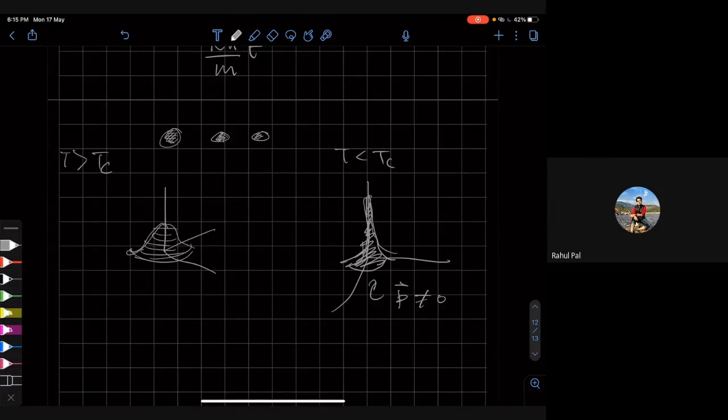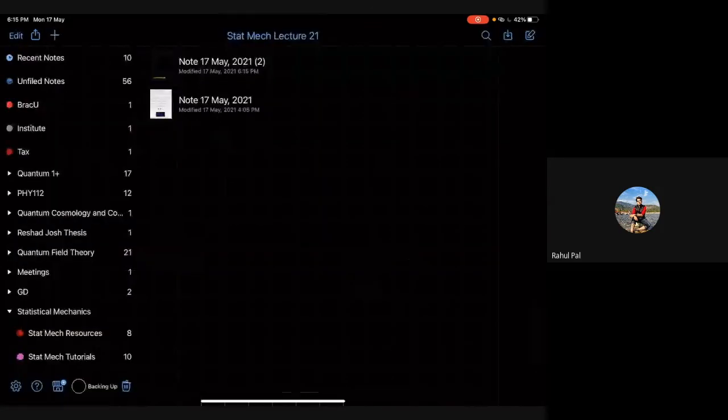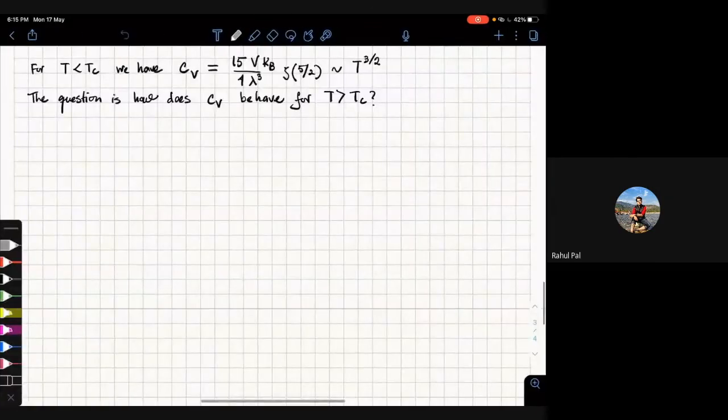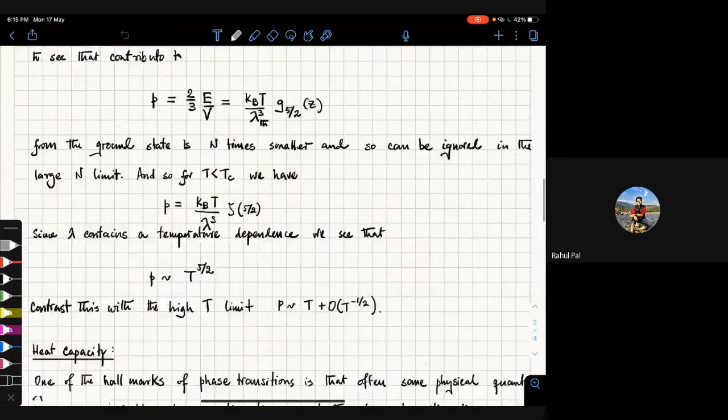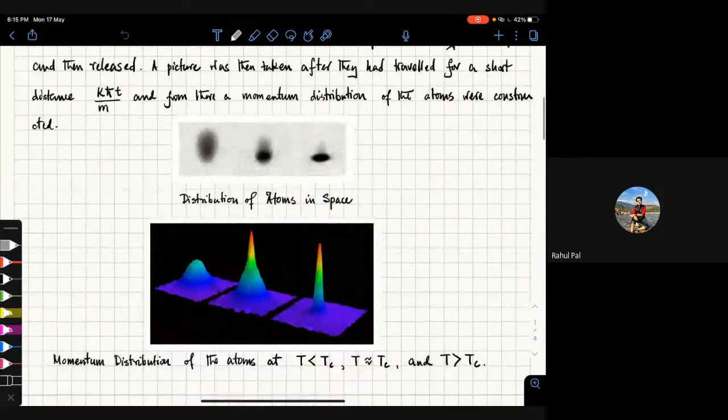So there are some pictures. Let me just share some pictures with you. Can you see these pictures?